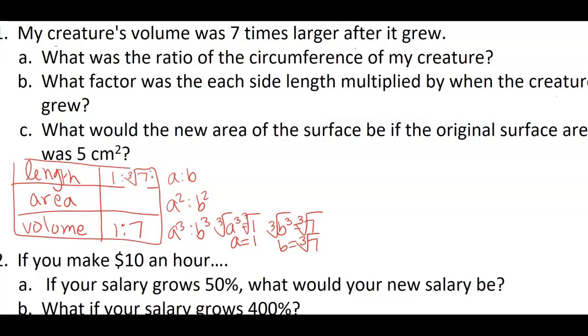Just to give you some context, because we haven't been punching these in the calculator, the cube root of 8 is equal to 2. That means the cube root of 7 is a little bit less than 2. So if the volume of my creature gets 7 times bigger, each side didn't even quite double. It didn't even get quite multiplied by 2, multiplied by something just a little bit less than 2, the cube root of 7. Okay? All right, now how can I get the area ratio?